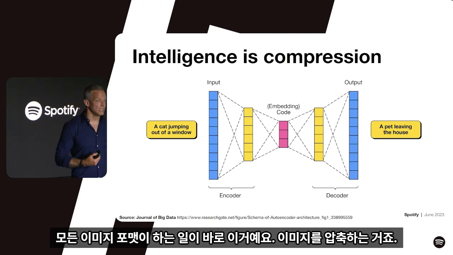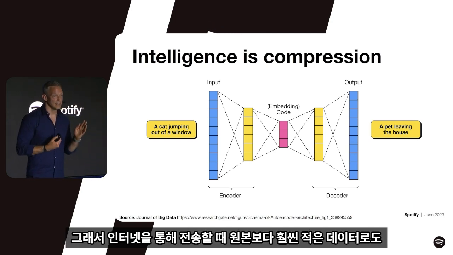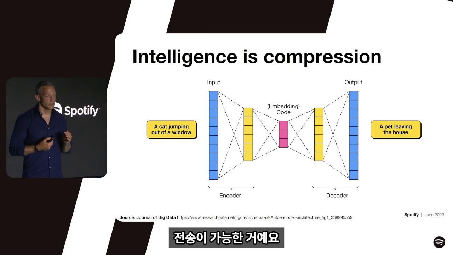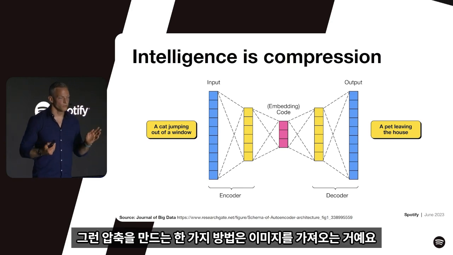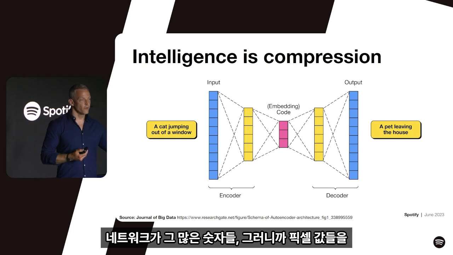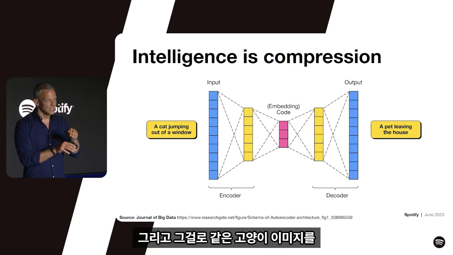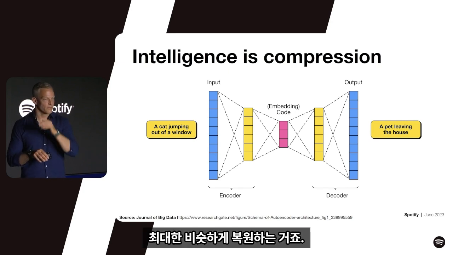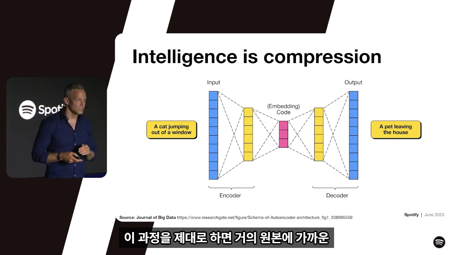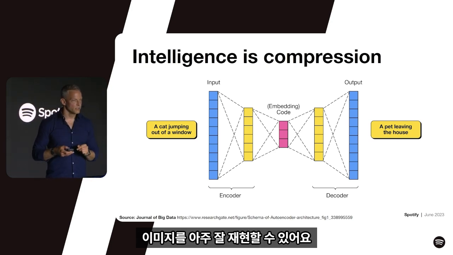This is what all image formats do. They compress the image, so that you can send it over the internet using much less data than the actual original image. So one way to create that compression would be that you take an image, for example, of a cat on the left, you force the network to take all those numbers, all those pixel numbers, and represent them there in the middle with much fewer numbers, and then just try to recreate the same image of the same cat as well as it can. And if you do this right, it's going to be very good at recreating almost the right image.